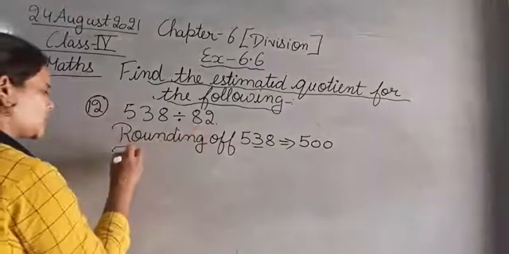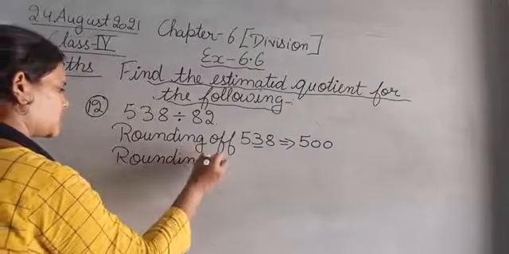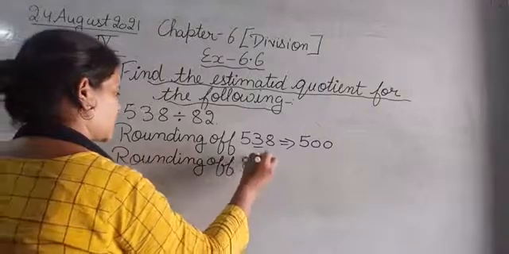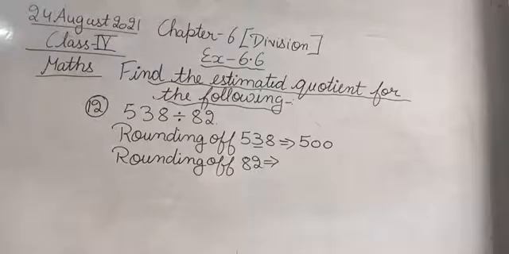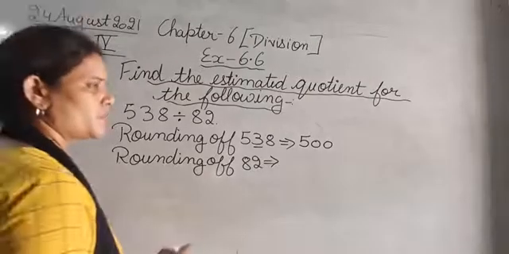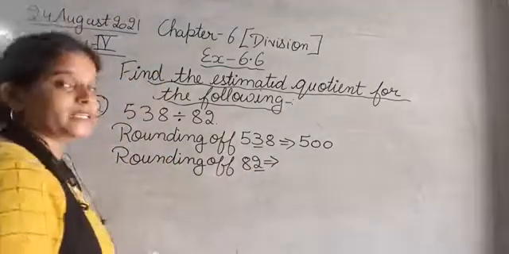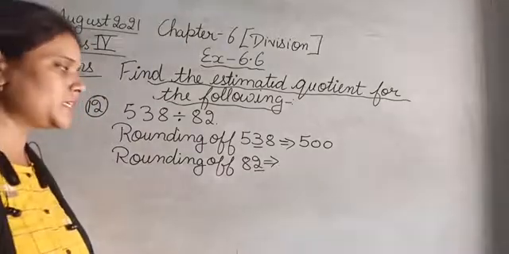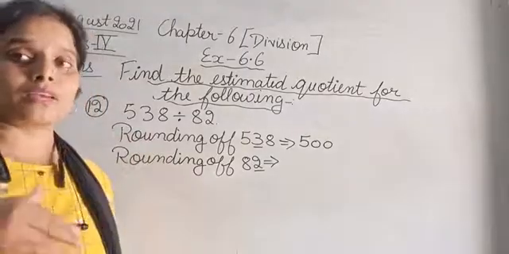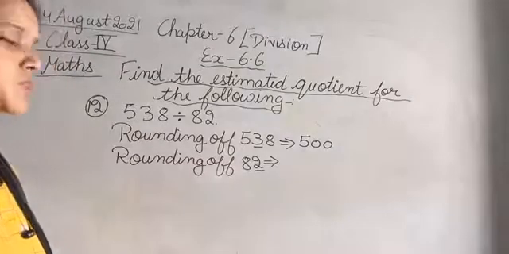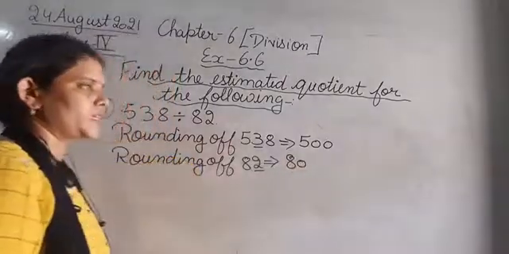Next is rounding off 82. So 82 is a 2-digit number, so we are going to round it off to the nearest tens. So we will observe the digit at the ones place. At the ones place we are having 2, which is less than 5, so we will round it off to the previous tens, that means 80. So after rounding off 82, we will get 80.